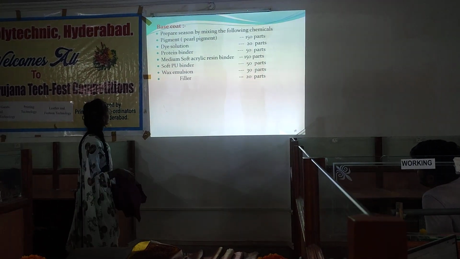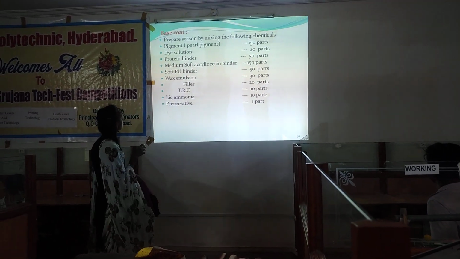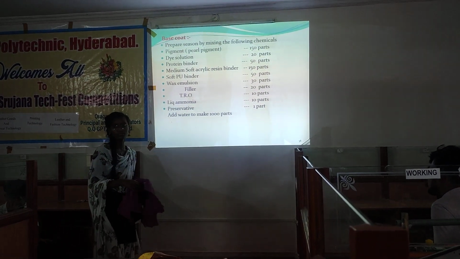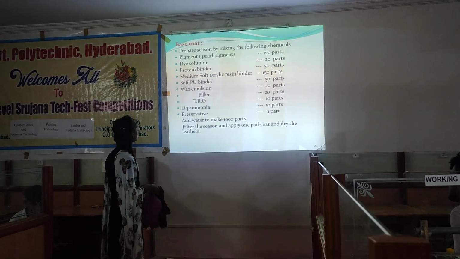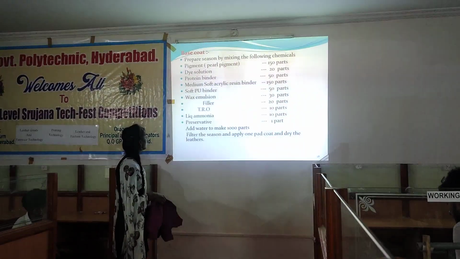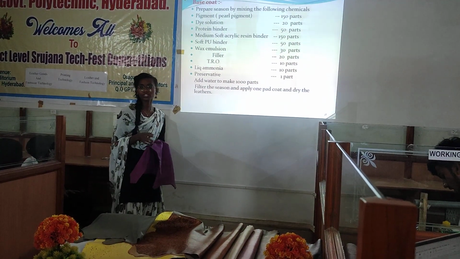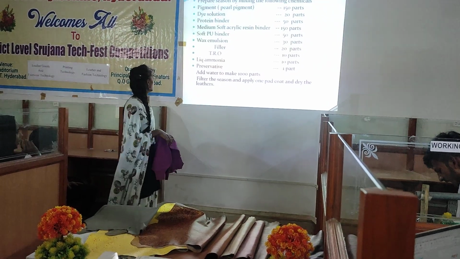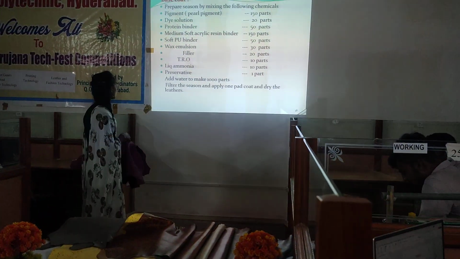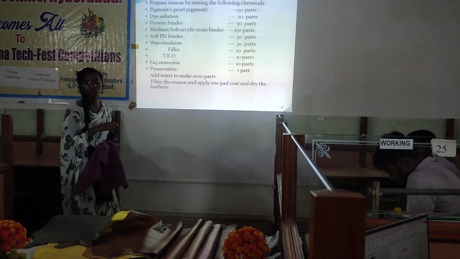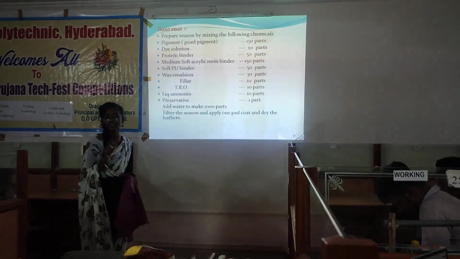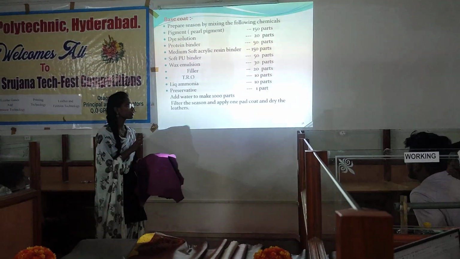Base coat. Prepare a season by using pigment dye solution, protein binder, medium soft acrylic resin binder, soft PU binder, wax emulsion, filler, TRO. TRO is nothing but turkey red oil, liquid ammonia, preservative. And we have to add water and make a season. We have to filter the season and apply it on the leather.